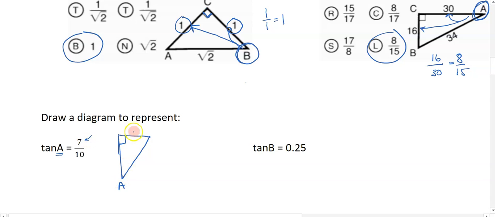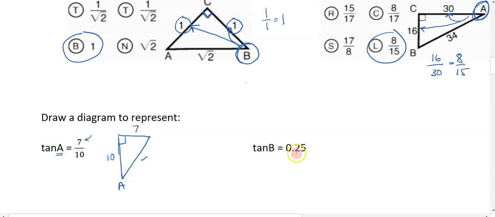7 is the side opposite A. 10 is the side adjacent to A. And you could find the hypotenuse if you wanted to. You just use the Pythagorean theorem, right? So by knowing the ratio, you know the sides of your triangle.